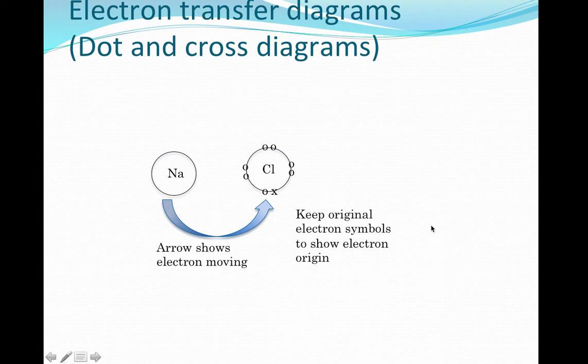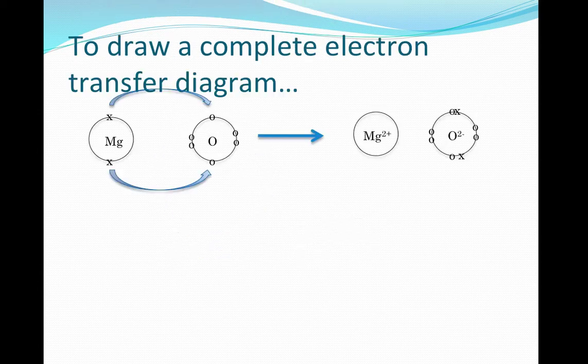When it gets to its new position, we're going to keep that same cross symbol that we were using before, because that's showing that it had 7 of its own original electrons plus an extra. And we're going to add a charge to show the ions that are formed. Okay, so you're going to be doing it on paper, not on a PowerPoint, so you don't get things coming in and going out. So this is how we show it in full.